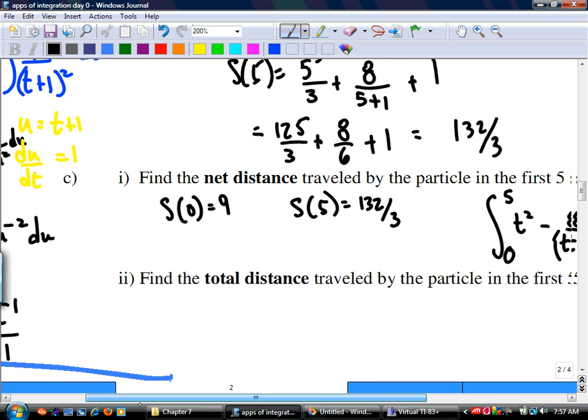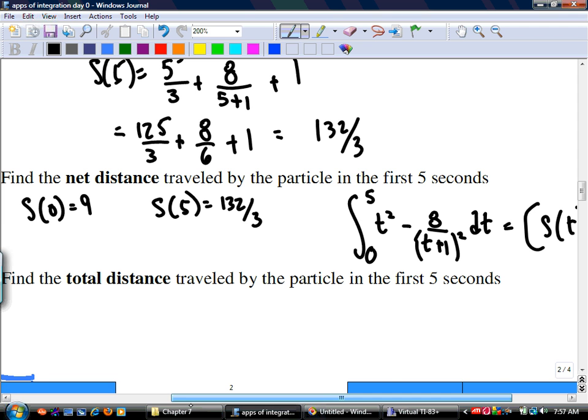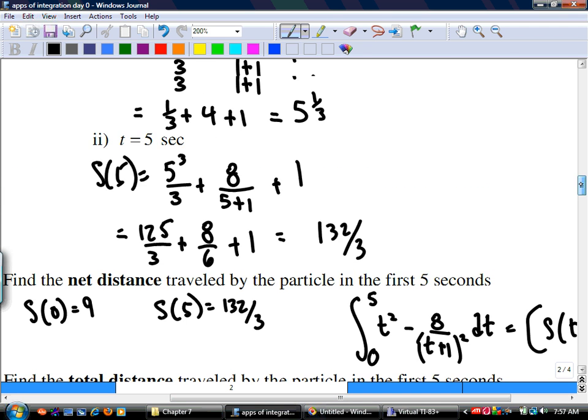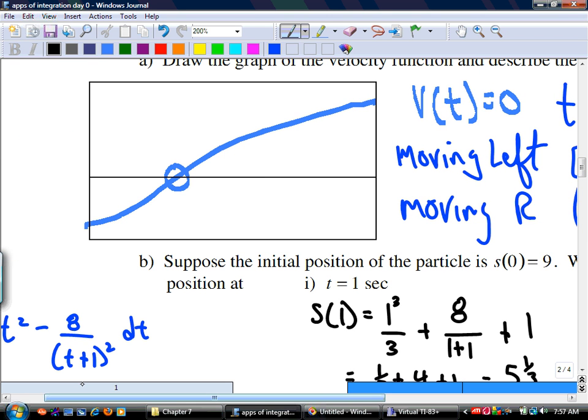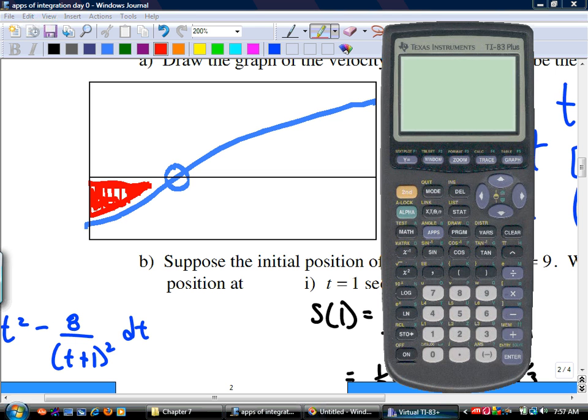Find the total distance traveled by the particle in the first 5 seconds. Okay, this is going to take a little bit of calculator work because I'm lazy. So what I want you to do is find this area, please. Use your calculator for that area. That's the other reason why I wrote down that t so accurately, 2.545474, that number. Good work, whoever that was.